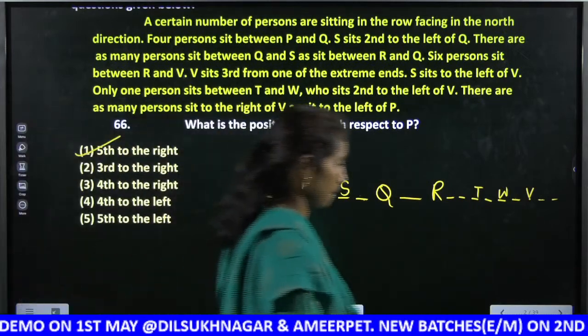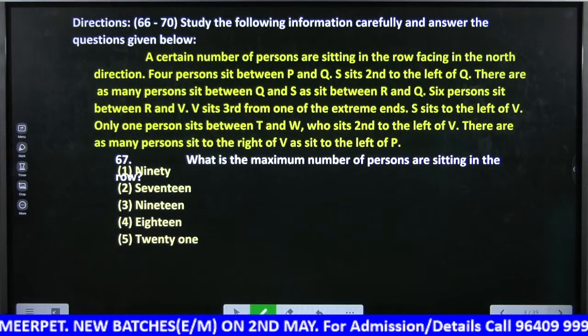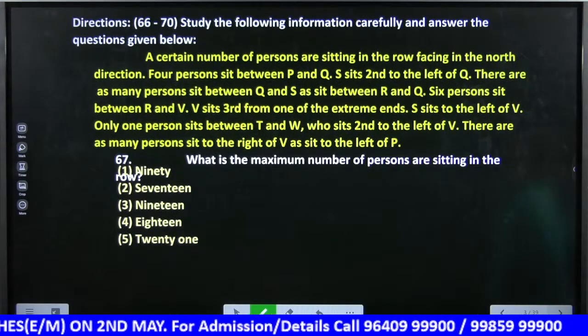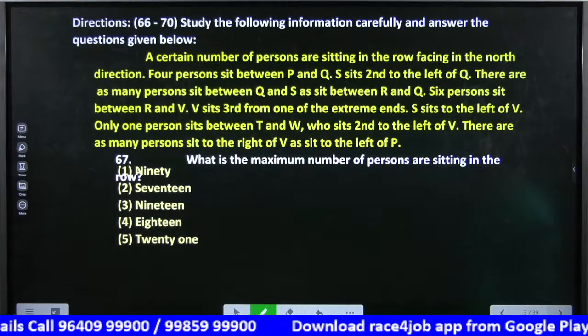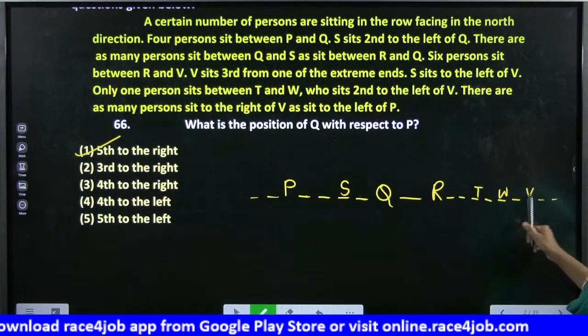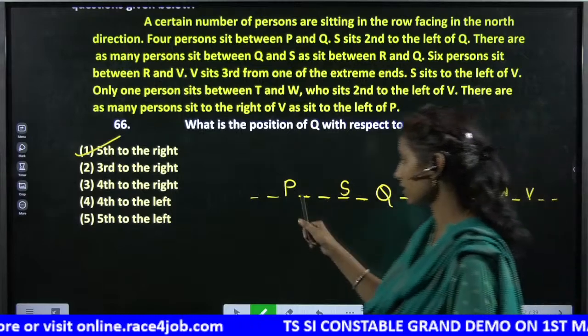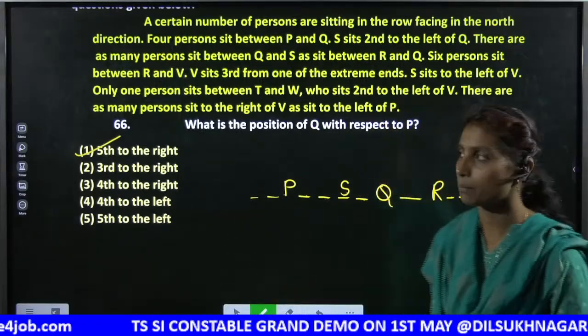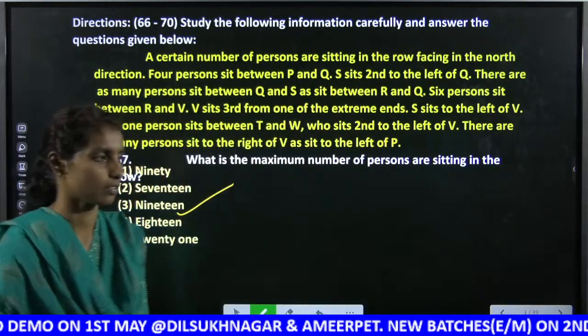Next question. Try to solve. Give me the answer. What is the maximum number of persons sitting in the row? In the row, how many maximum persons are there? 1, 2, 3, 4, 5, 6, 7, 8, 9, 10, 11, 12, 13, 14, 15, 16, 17, 18, 19. 19 persons are there. In the options, it is 19, the third option.